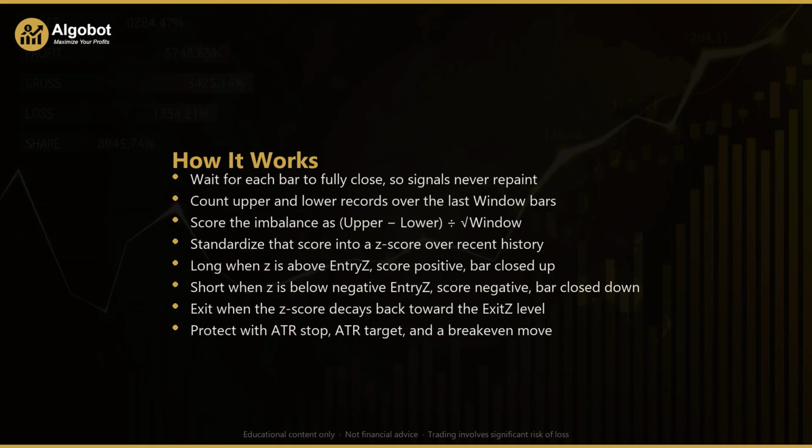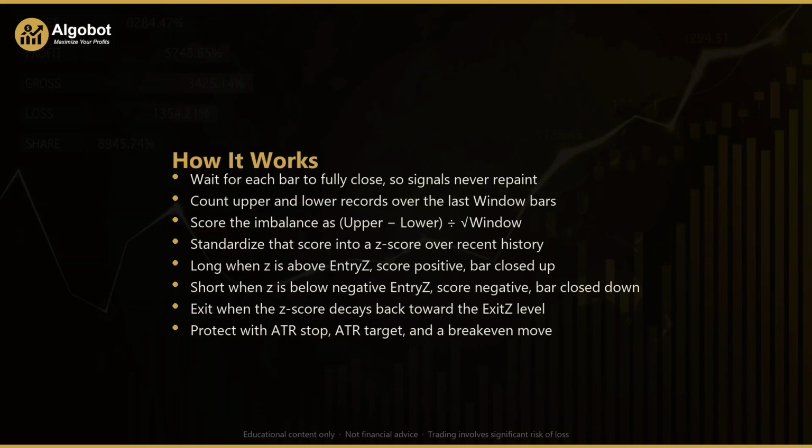Now let's walk through the logic step by step. The first rule the strategy follows is patience. It only acts on fully completed bars. Every time a new bar opens, it takes the bar that just closed and adds its high, low, and close to a rolling history. Because it never reads a bar that's still forming, its signals don't repaint or change after the fact. Once it has enough history, it measures the record imbalance.